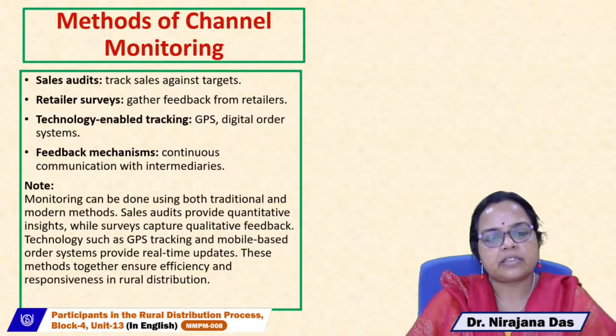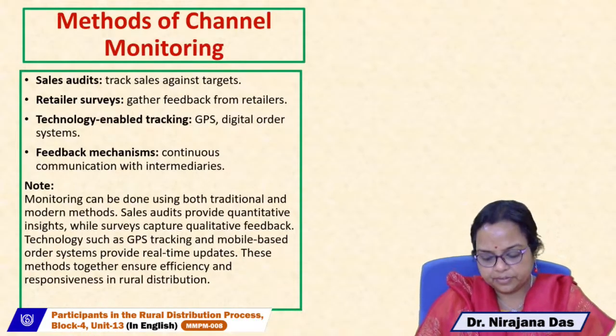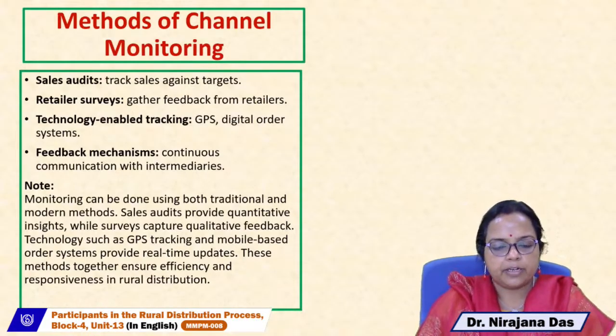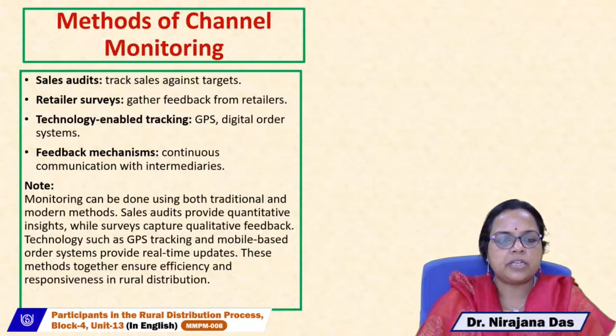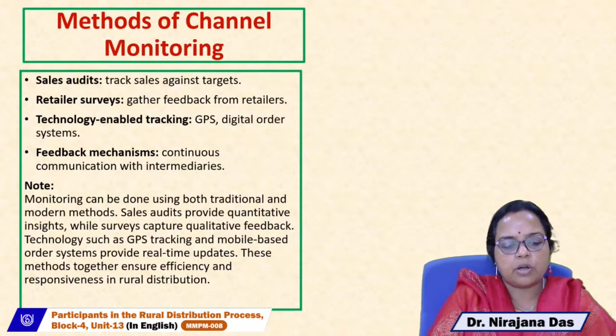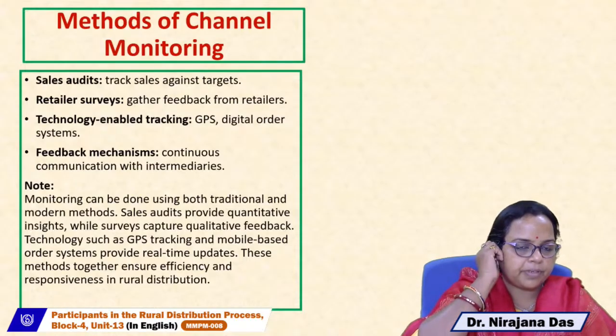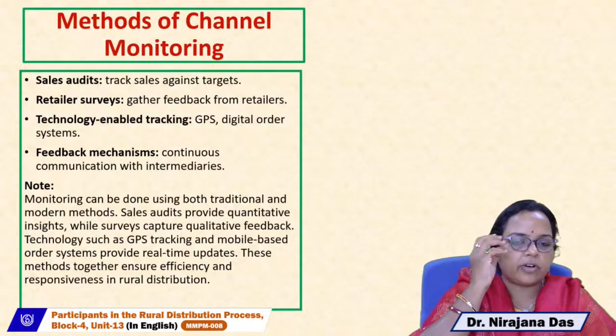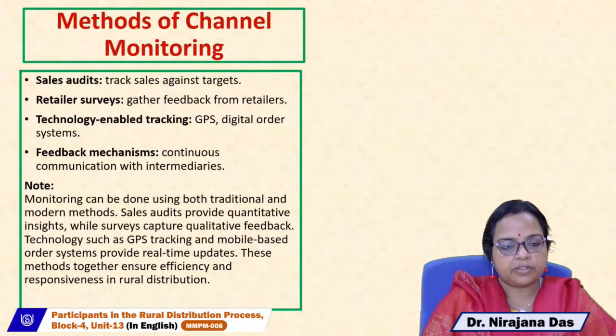You can directly track the sales against the target. At a regular frequency you are visiting your distribution partners, and there you are auditing their sales against the target. What was their target and how much have they achieved? If you are doing this on behalf of your company, then you are doing a sales audit, and it is also a part of monitoring the distribution participants.